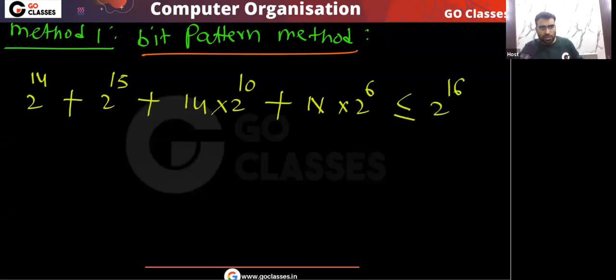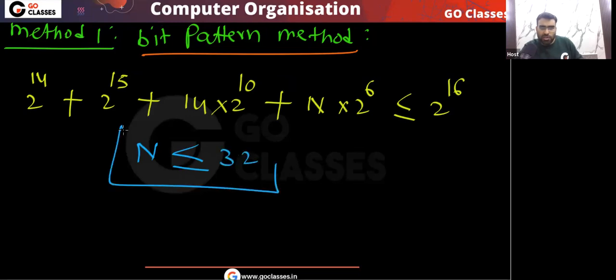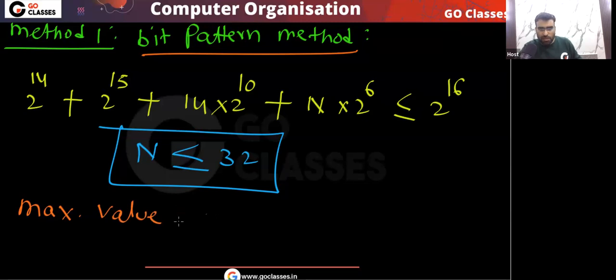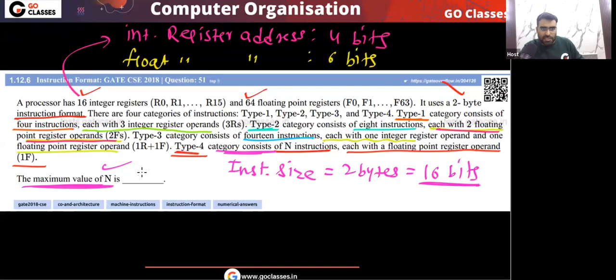Now, can you tell me what is the value of n here? Just calculate and tell me what n is less than or equal to. N is less than or equal to 32. So what is the maximum value of n? That will be 32. So the answer is that the maximum value of n will be 32.